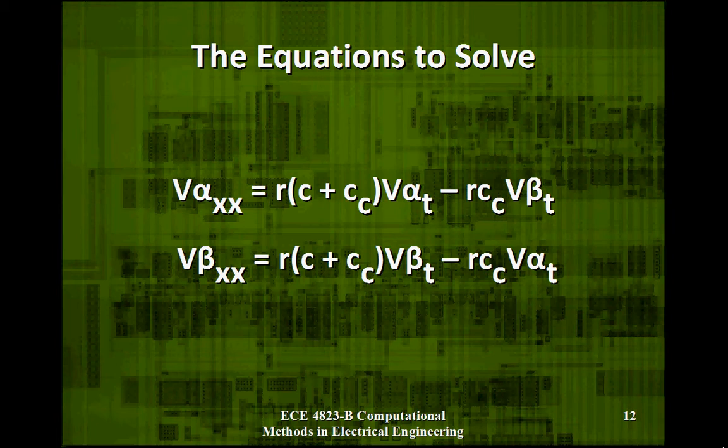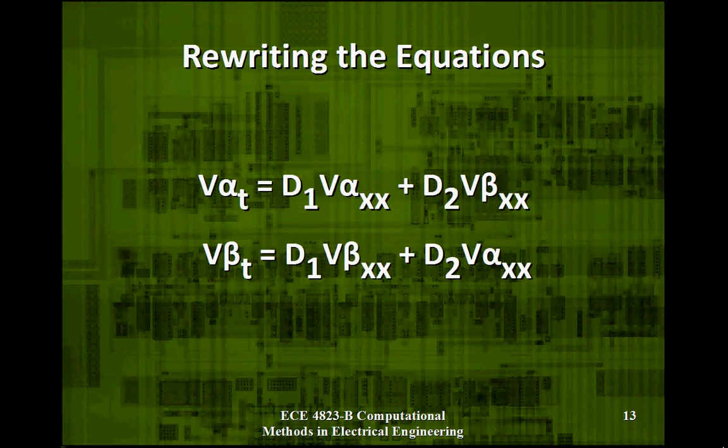Since I'd like to use a finite difference approximation in terms of time, first I want to solve for the partial derivatives of time. This can be done with simple algebraic manipulation and results in the following equations. In these equations, d1 and d2 represent constants in terms of R, C, and C sub C. This form looks similar to the time-dependent Schrödinger's equation, which can also be represented as a coupled pair of diffusion equations. Since we already solved this in class, I took a similar approach to solving the crosstalk equations.